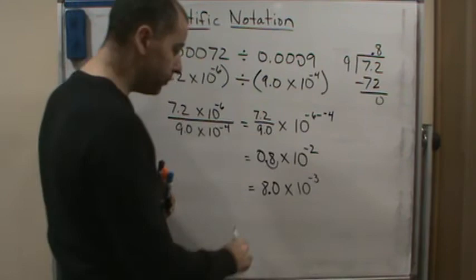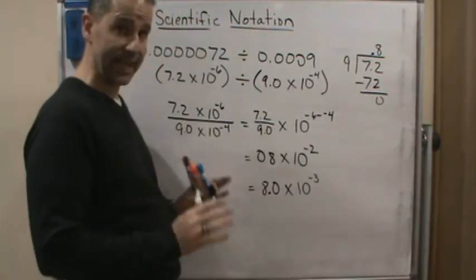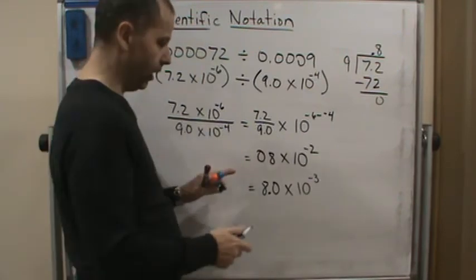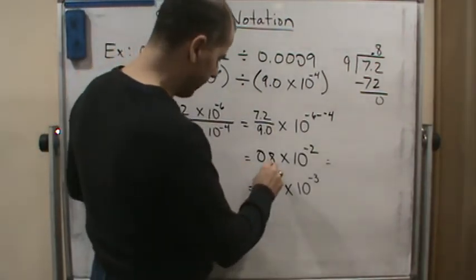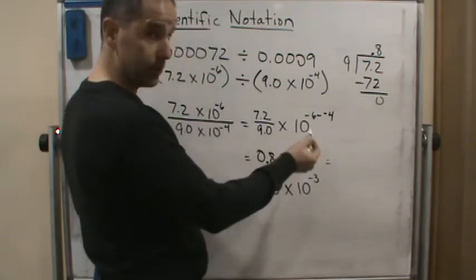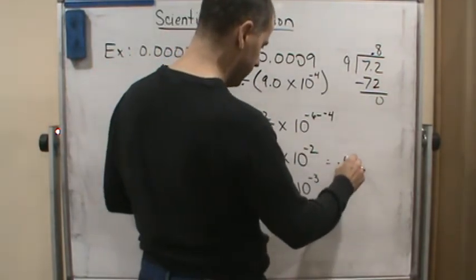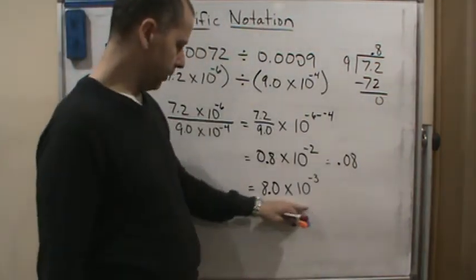Now, just to prove to yourself that it is the same number, right? That's what you're trying, these two numbers are the same. Well, just write them both in standard form. So if I have my decimal point here, well, negative 2 means I'm moving the decimal point to the left 2 spaces. So that's going to give me 0.08.